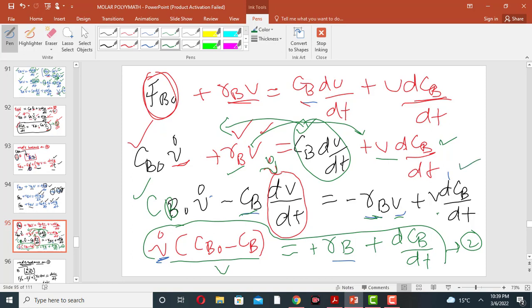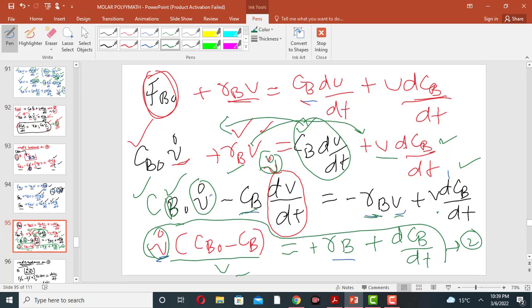So after rearranging we will get this equation. This V0 and this also V0, so one V0 will come out, and this CB0 minus CB divided by V will be equal to minus RB plus dCB by dt. So this term is minus RB.